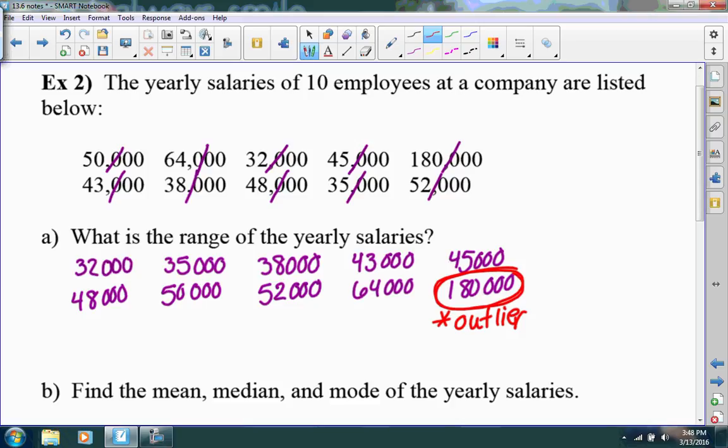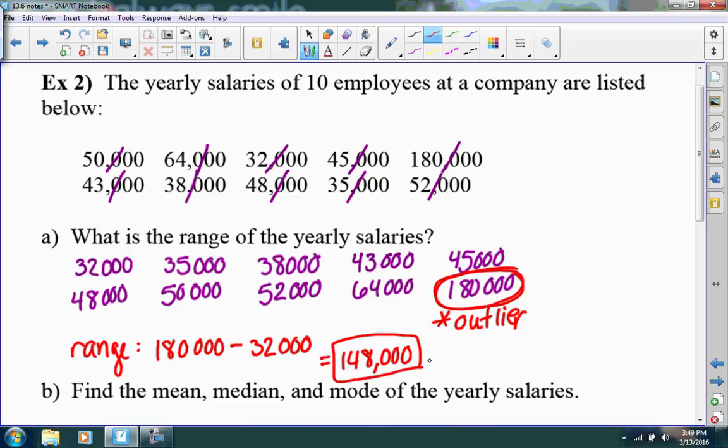Okay. So my range then. I'm finding my range. I'm going to take the largest value, so the 180,000, and then I'm going to subtract my smallest, the 32,000, and that will give me 148,000. Wow, so there's a 148,000 difference between 32,000 and 180,000. And that's salaries, that's money that people get. That's what they get paid. That's a big difference between them.